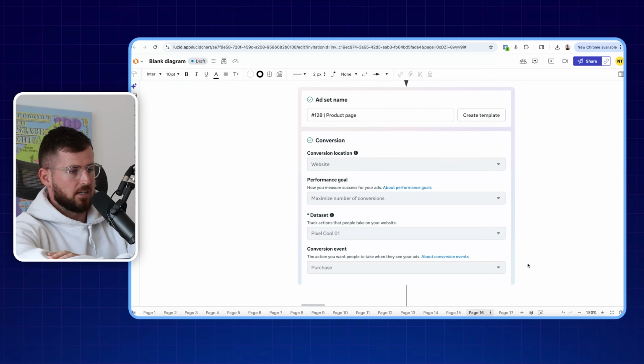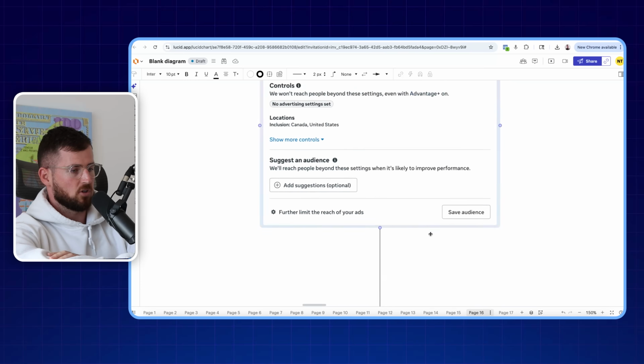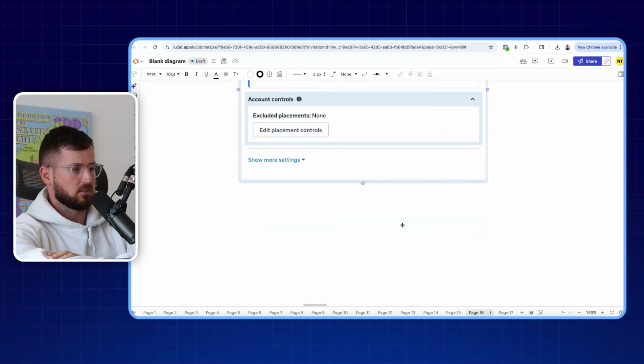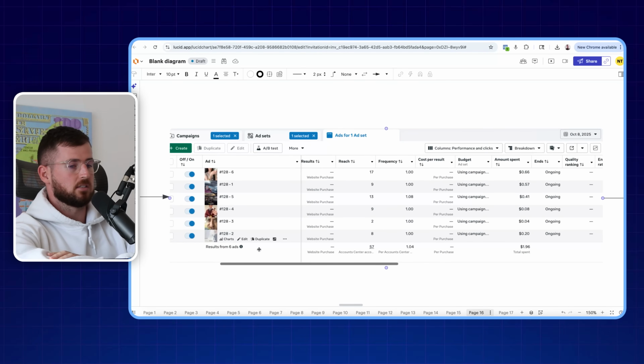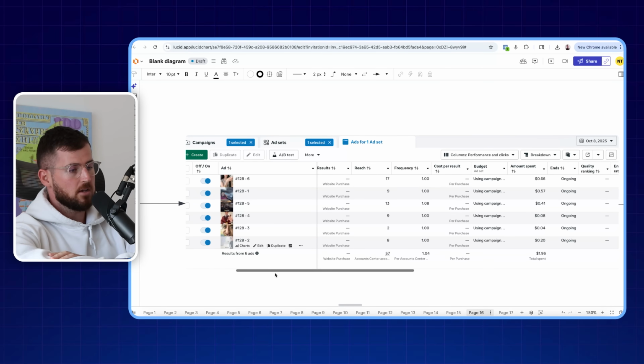And just to show you how that's set up: optimizing for conversions, purchases, maximize number of conversions, Advantage Plus audience, Advantage Plus placements, all of that's being done here. Now, if we go over here, we actually ended up loading 6 ads in this particular ad set. Normally I only do 3, but my editor just made a couple extra, so I tossed them in.